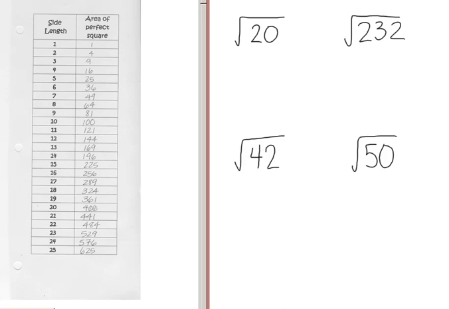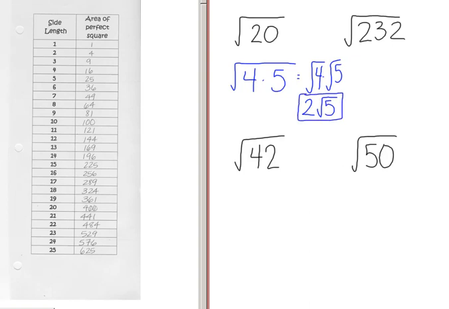One of them should be a perfect square, meaning 4 times 5. Well, 4 is a perfect square. So we have the square root of 4 times the square root of 5. Square root of 4 is 2. Square root of 5 we can do nothing more with.